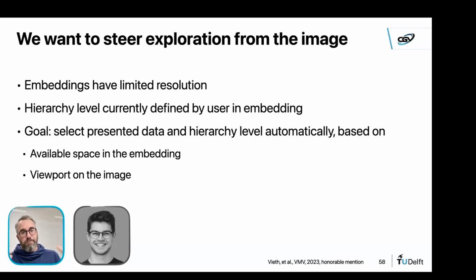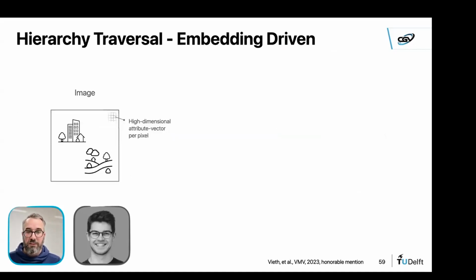So the idea is the embeddings we have have rather limited resolution. What I mean with this is we do not want to cram too many points in there, otherwise we lose these fine details. But the hierarchy level that steers this is currently defined in the embedding. So the goal would be to drive this automatically, both the data that we show as well as the level of detail for the data, through the exploration in the embedding. So we would use the available space in the embedding and the viewport of the image to find the right level of the hierarchy, and only that data that we're interested in.